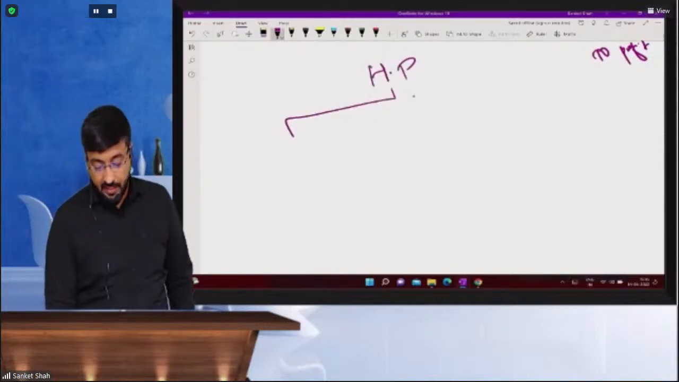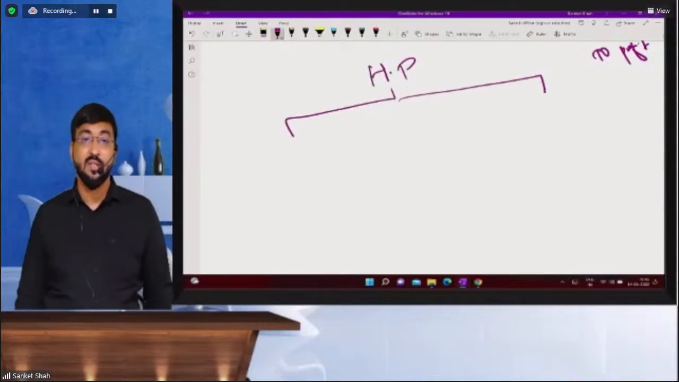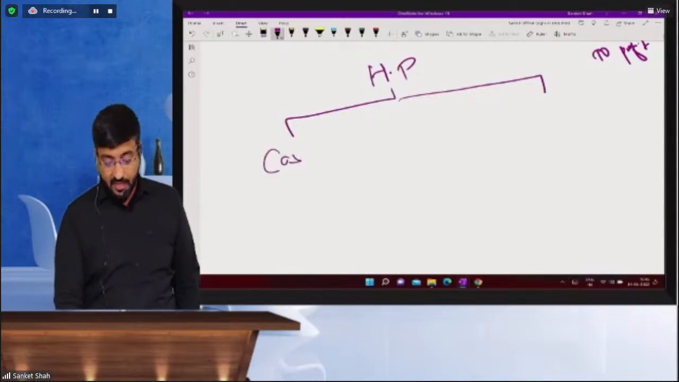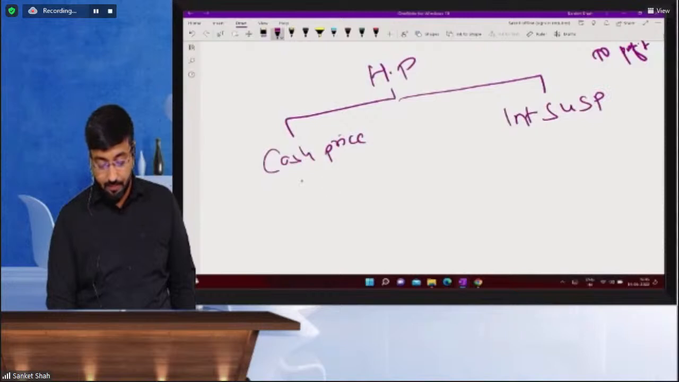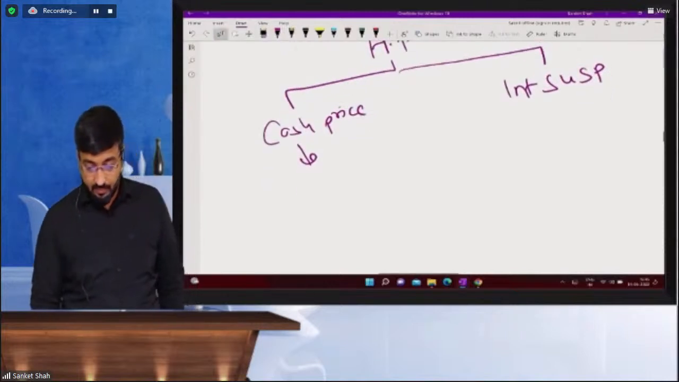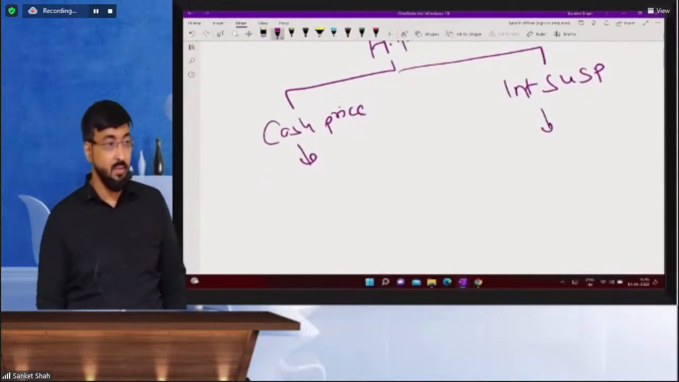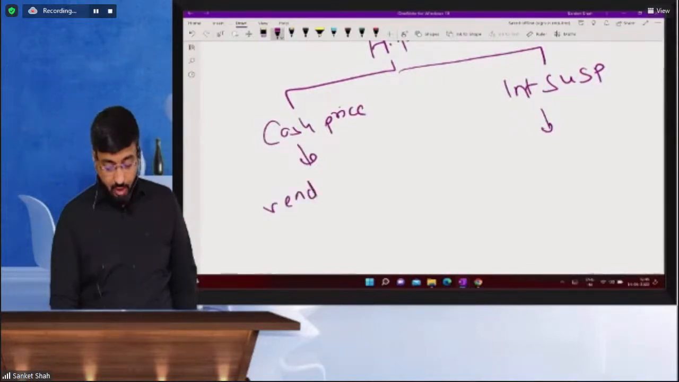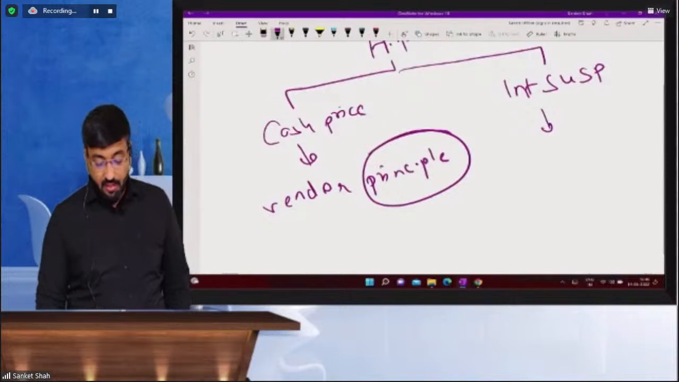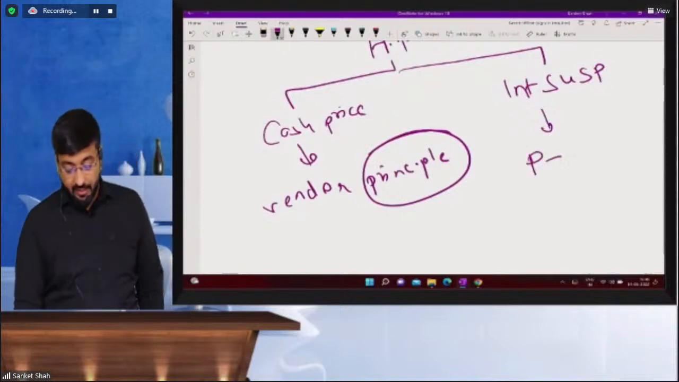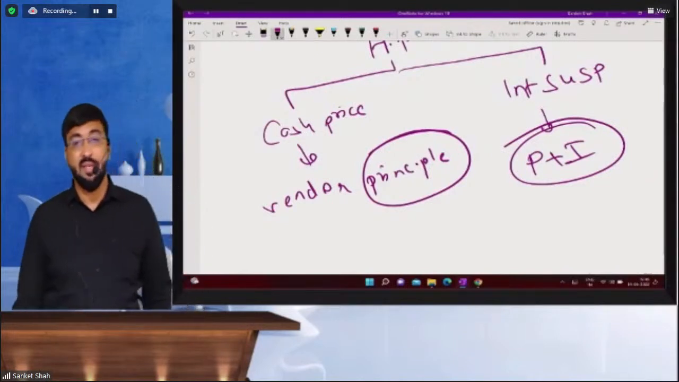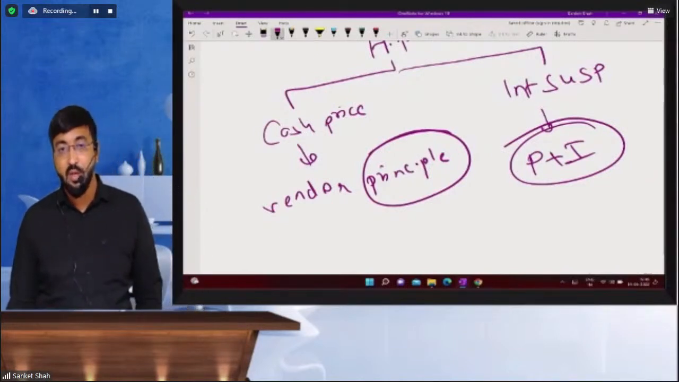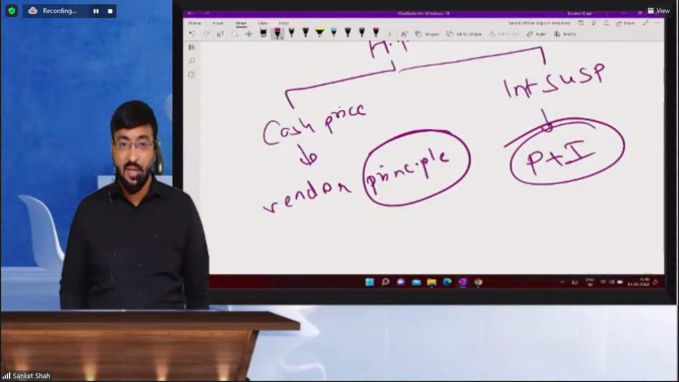Hire purchase price. In hire purchase, you have 2 methods. One is cash price and second one is interest suspense. In cash price method, your vendor is shown at principal amount, and in interest suspense account, vendor balance is showing principal plus interest amount. Beta, your entries are very easy.